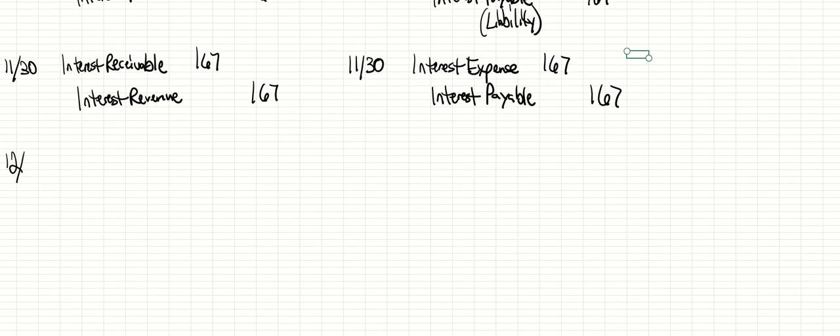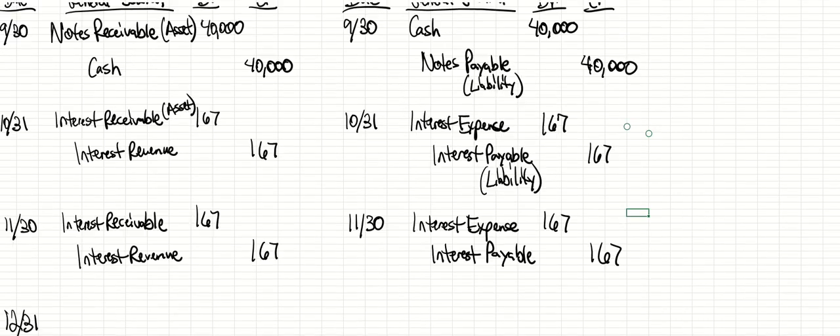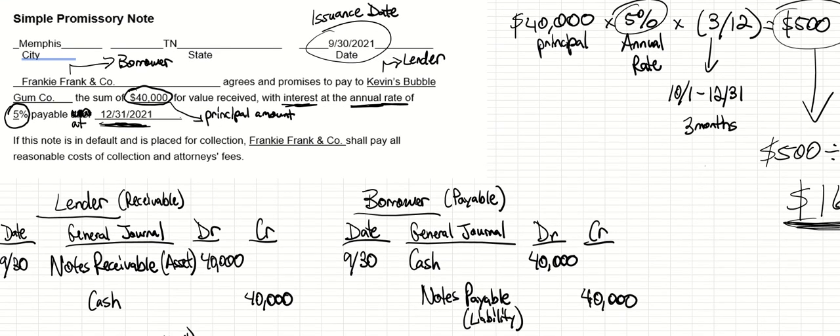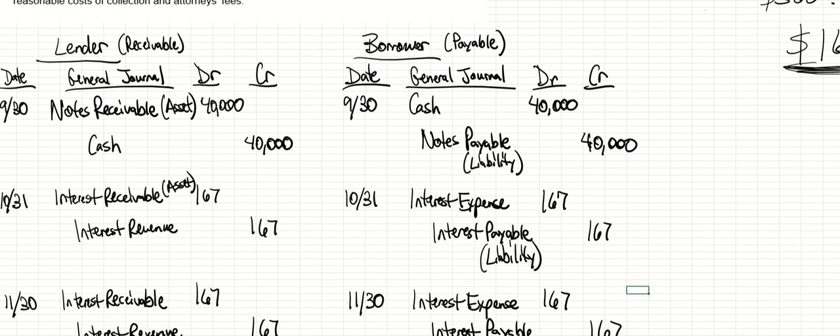Okay, so what do we have here? December 31st. So this is it. December 31st is when the cash payment was made by the borrower to the lender. This is going to be the last entry when it comes to this promissory note. Okay, so we have to do a couple of things here.